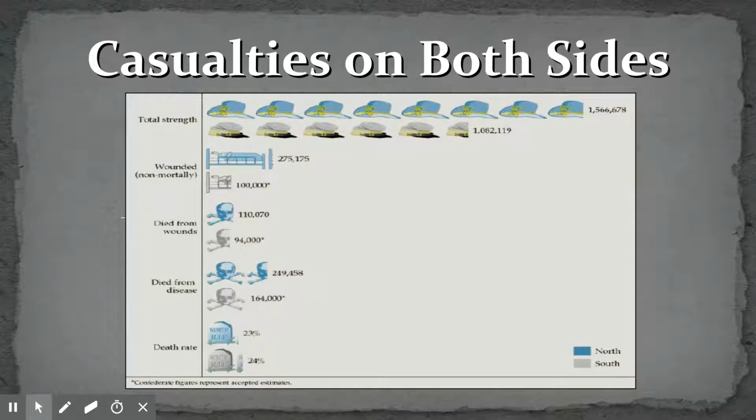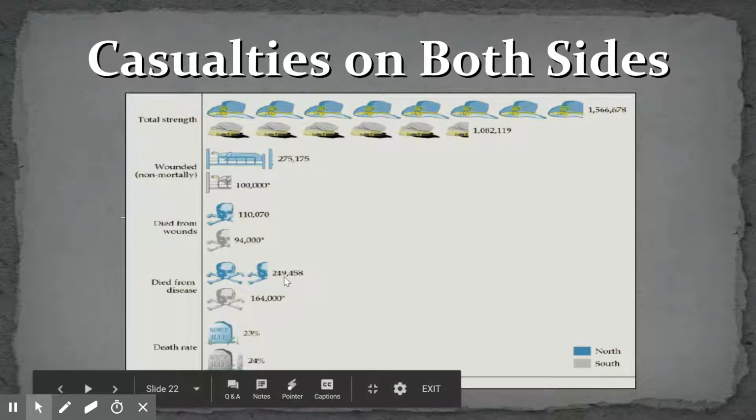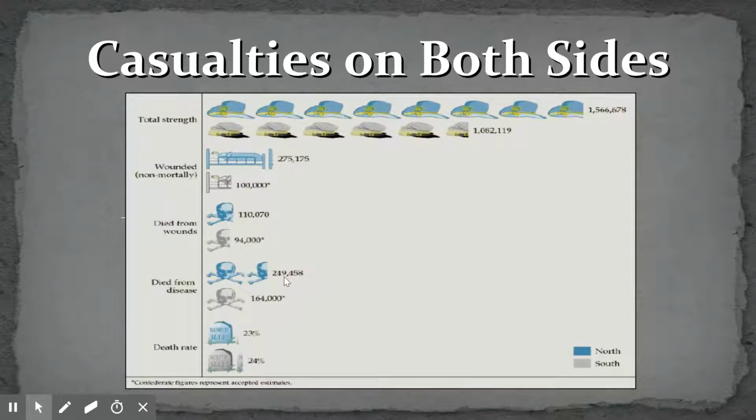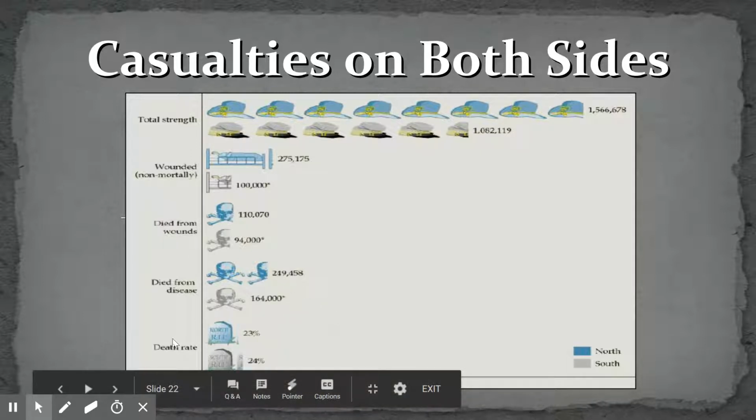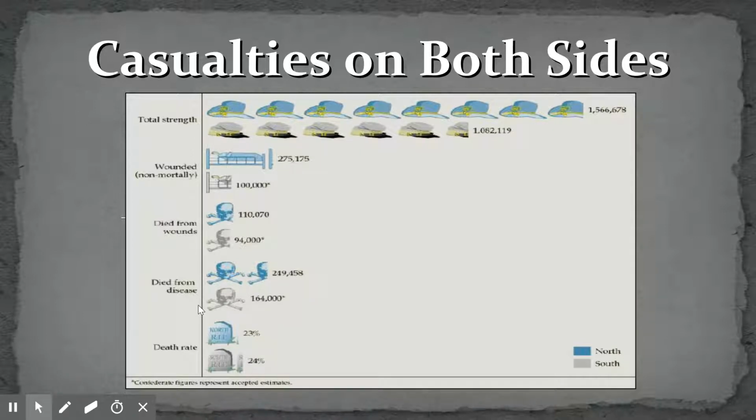Here are your casualties on both sides. Notice the number of men who die from disease. We have nearly 250,000 men from the North alone die. Your death rate. If you were to join the army, these are your odds of dying. If you were fighting for the North, it was 24 or 23%, and the South was roughly 24.